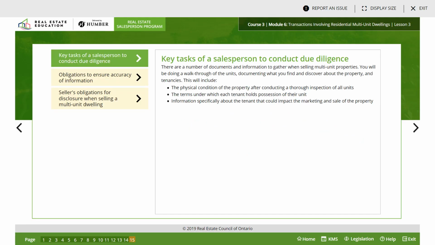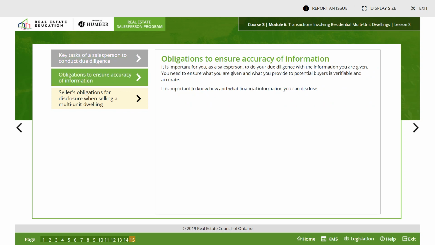So there are a number of documents and information to gather when selling multi-unit properties. You will need to be doing a walkthrough of the units, documenting what you find and discover about the property. And tenancies. This will include the physical condition of the property after conducting a thorough inspection of all units, the terms under which each tenant holds possession of their unit, and the information specifically about the tenant that could impact the marketing and the sale of the property.